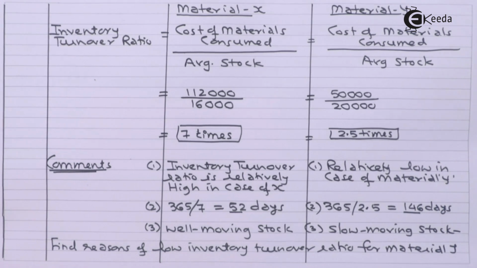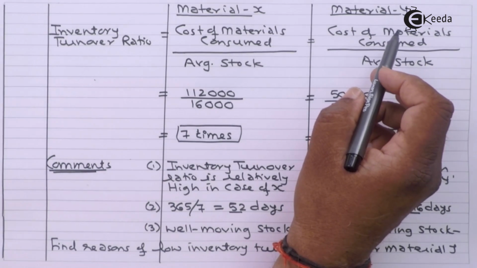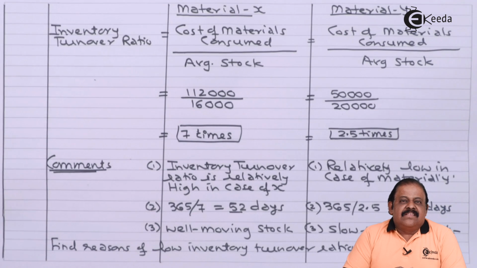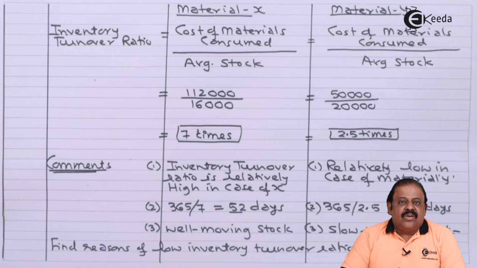It may result into future losses if the stock is not properly monitored. It may give rise to some losses to the business. Therefore, management is required to take some suitable steps in case of material Y based on inventory turnover ratio. So when two materials are given in the question, we can compare inventory turnover ratio, and based on that comparison we can understand which material requires more attention of the management to avoid the future losses.